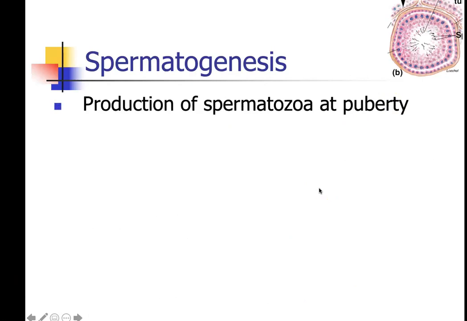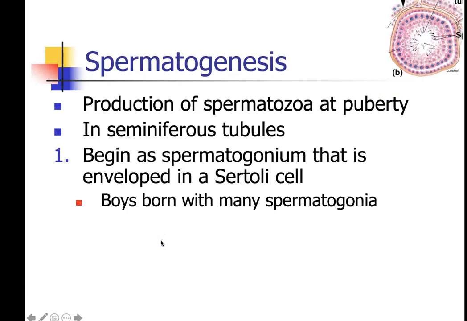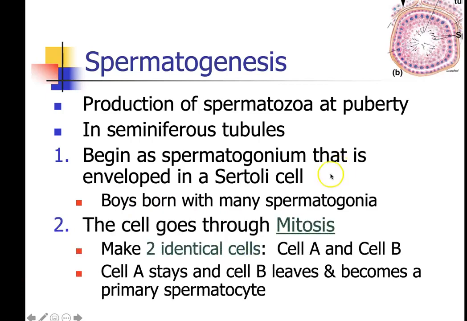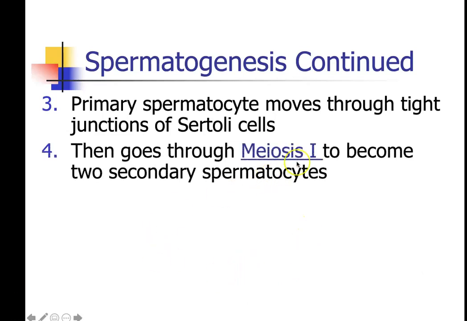So the production of spermatozoa at puberty happens in the seminiferous tubules. It begins as a spermatogonium that is enveloped in a Sertoli cell. So boys are actually born with many spermatogonia. The cell goes through mitosis then. It's making 2 identical cells, cell A and cell B. Cell A stays and cell B leaves and becomes a primary spermatocyte. The primary spermatocyte moves through tight junctions of Sertoli cells, then goes through meiosis 1 to become 2 secondary spermatocytes.